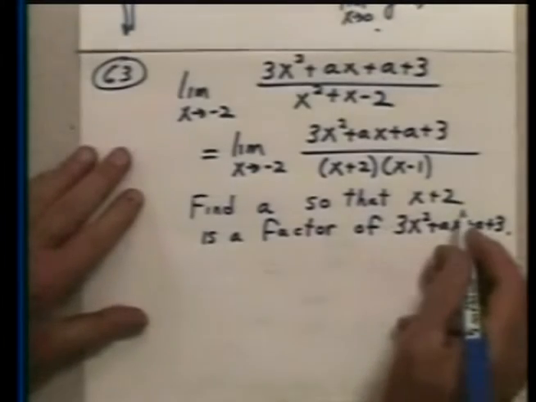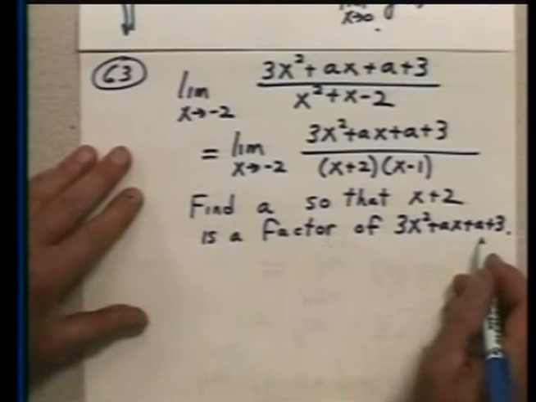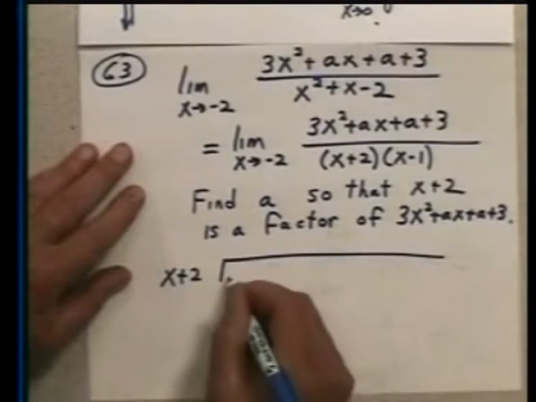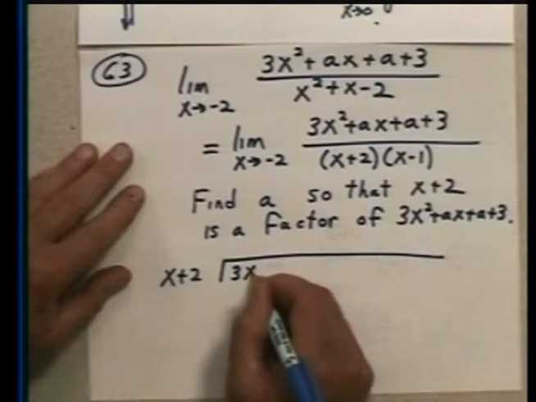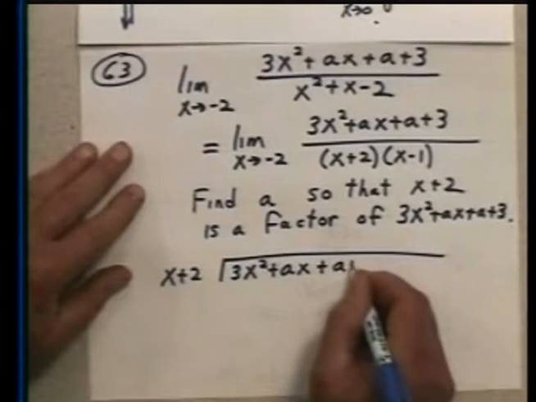Okay, I'm going to do the same thing here. x plus 2 is a factor of this if I can divide x plus 2 into it and get a remainder of 0. So here goes. x plus 2 divided into 3x squared plus ax plus a plus 3.